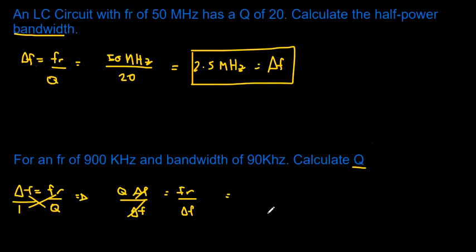So, ang FR natin dito is, again, itong 900 kilohertz. Then, yung ating bandwidth na 90 kilohertz. Okay, so ito ngayon ay makakancel since yung ating figure of merit ay walang unit or unitless. So, 900 divided by 90, ang sagot mo is 10. Okay, so simply ang ating Q is 10.